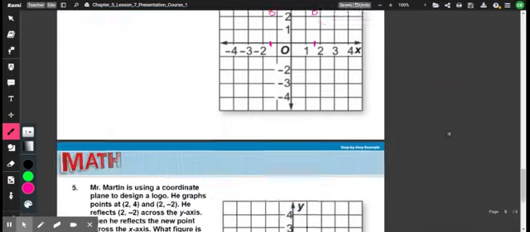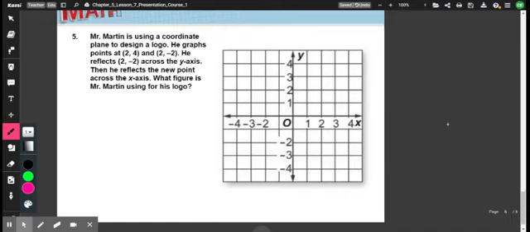I think it's tricky. All right, so Mr. Martin is using a coordinate plane to design a logo. He graphs the points at (2, 4) and (2, -2). He reflects (2, -2) across the y-axis and then reflects a new point across the x-axis. What figure is Mr. Martin using for his logo?